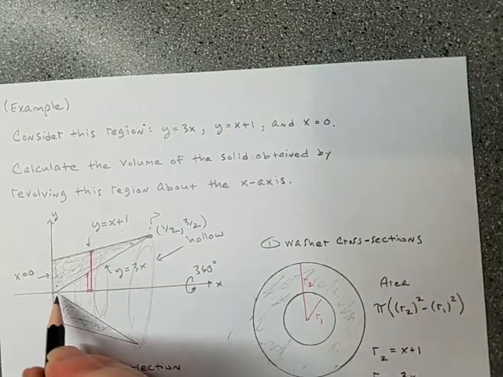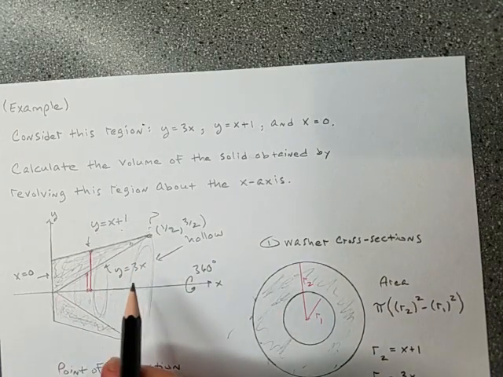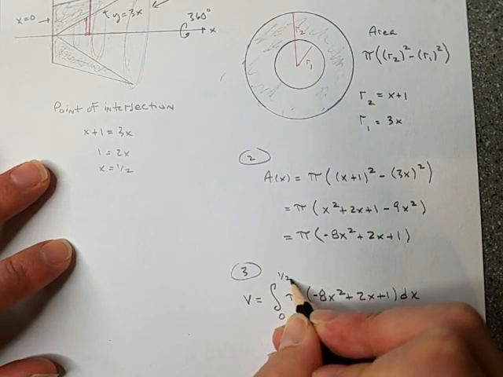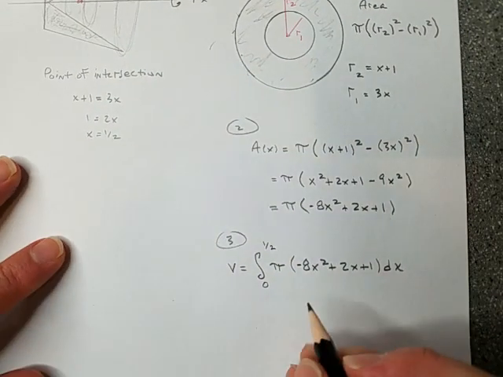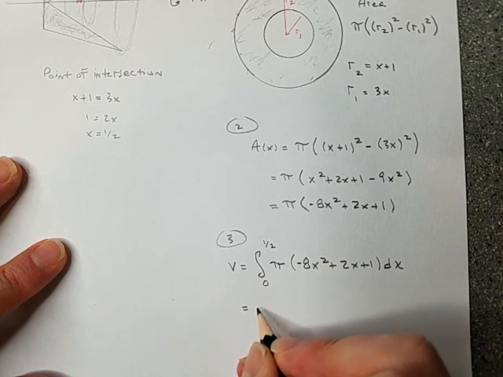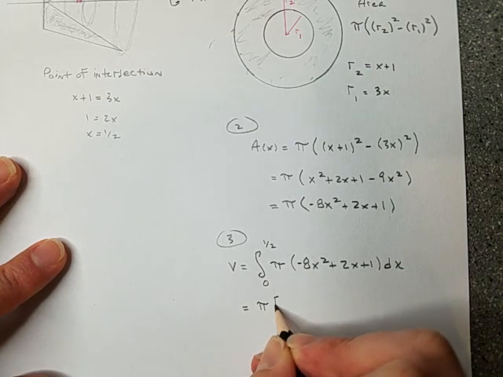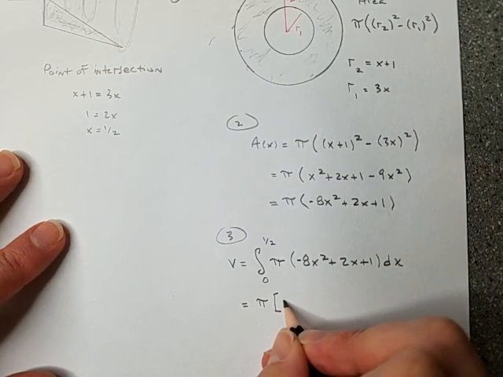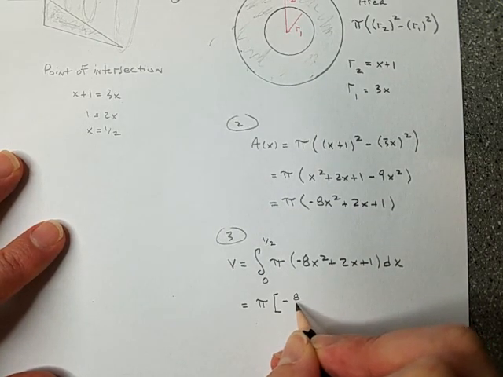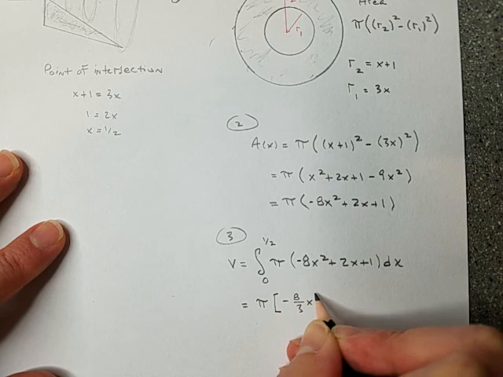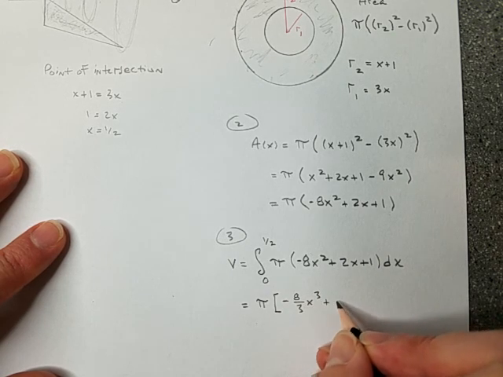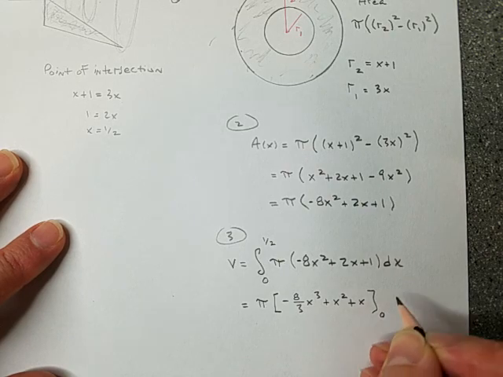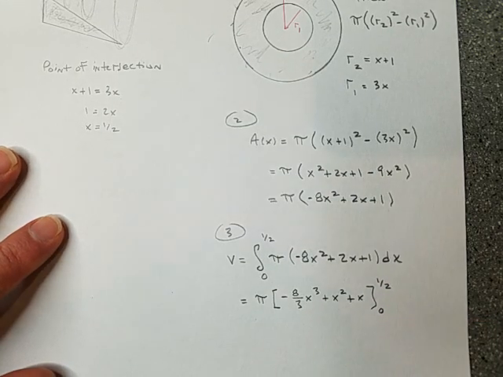The x coordinate is what I need for my integral. It spans the x-axis from 0 to a half. So then I put 1/2 up there. All right. So now this should be an easy integral to do. Pi is my constant there. I'm just going to carry it on like so. And I'll get negative 8/3 x to the 3rd power plus x squared plus x. And I've got to do that from 0 to a half.